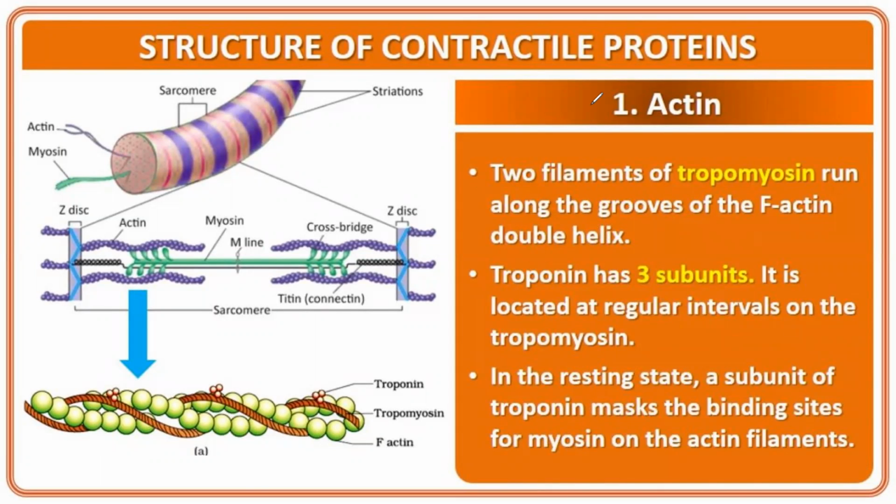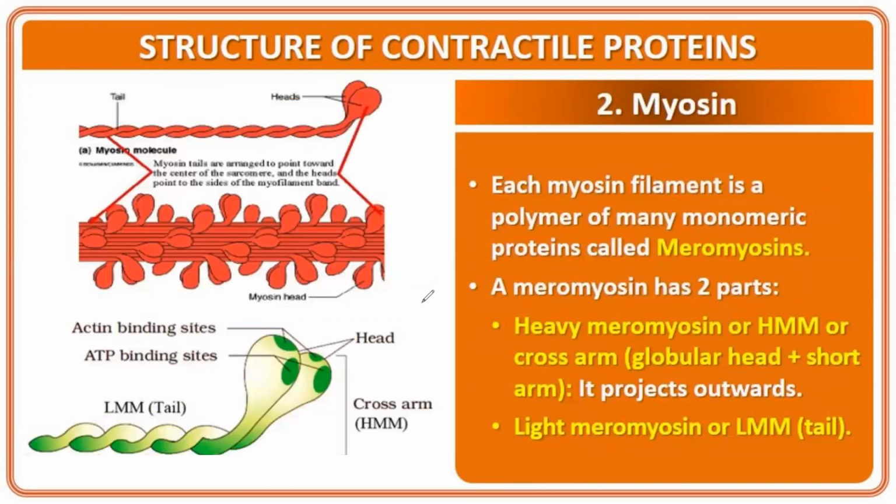Two filaments of tropomyosin run along the grooves of the F-actin double helix. Whereas the troponin has three subunits, it is located at regular intervals on tropomyosin. In the resting state, a subunit of troponin masks the binding site for myosin on the actin filament. That keeps the actin filament in the resting state, which will not allow the actin filament to bind with the myosin.